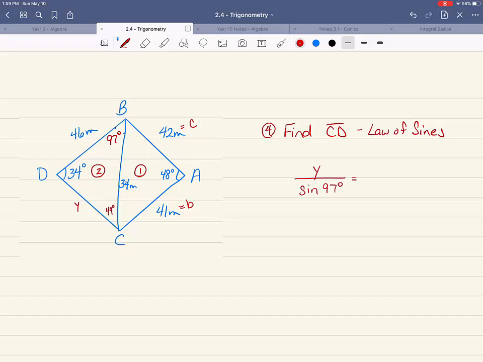97 equals, it doesn't matter which of the other two you use. I'm going to just use the ones I used before. 34 over the sine of 34 degrees. Now, how do we solve this again?